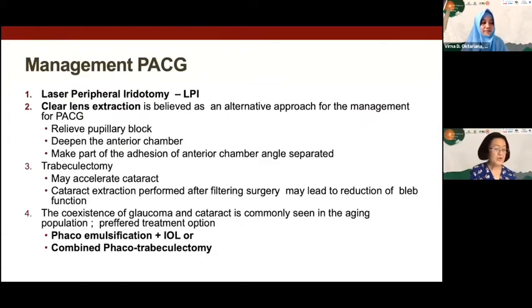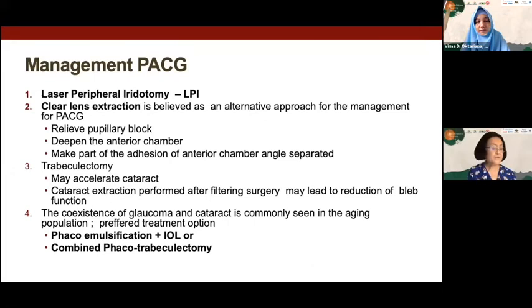As we all know, the first treatment of PACG is laser peripheral iridotomy. Clear lens extraction is believed to be an alternative approach. This technique offers benefits in relieving pupillary block, deepening the anterior chamber, and separating the anterior chamber angle adhesions. Trabeculectomy is another option, the most commonly chosen in our region when the IOP is not controlled by medical treatment, but it may accelerate cataract, and cataract extraction performed after filtering surgery may lead to a reduction of bleb function.